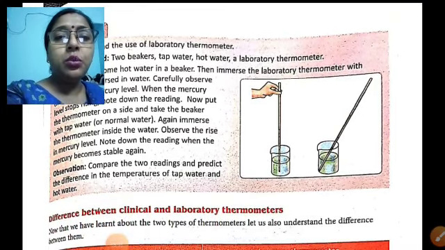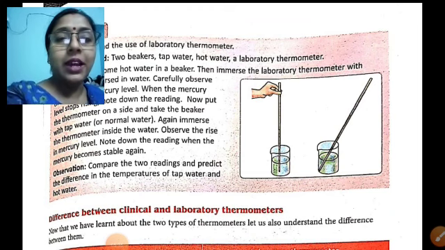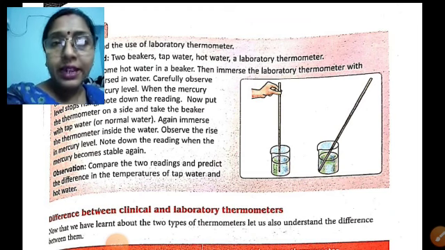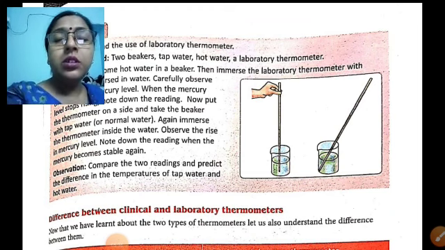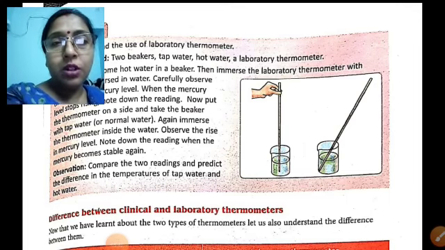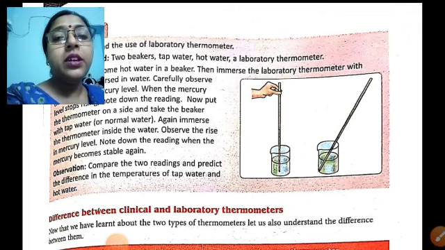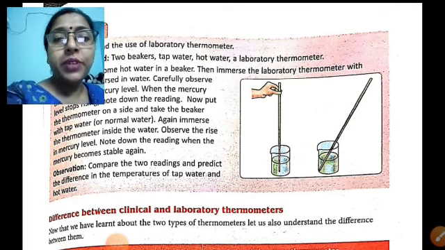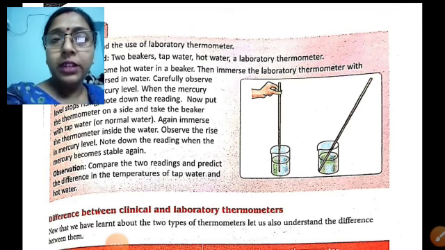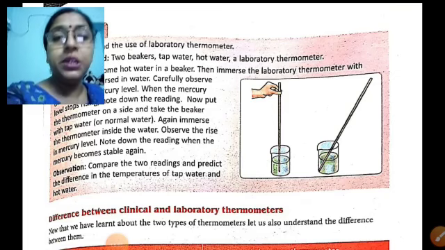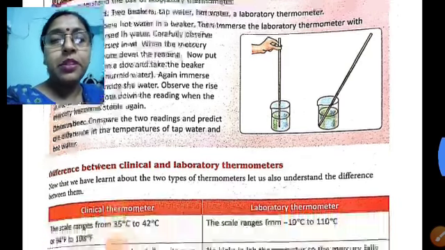So we will compare the two readings, and what do we predict? We predict that the mercury level rises or goes down according to the temperature of the water. And with the laboratory thermometer, we can take the reading only when the thermometer is kept inside the beaker. So that is about the laboratory thermometer.